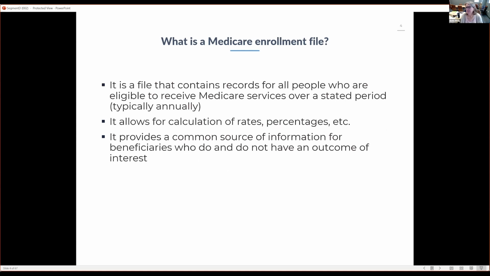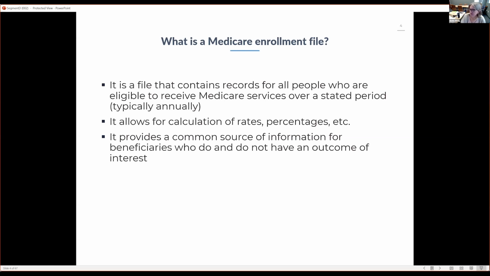So a Medicare enrollment file is a file that contains records for all people who are eligible to receive the services over a stated period. Typically these are annual files, so we will get a file each year. We will get an annual 2023 file, annual 2022 file, annual 2021 file. They're not a cumulative file, they're just annual files. And if you wanted to, you could rearrange into a cumulative file, but you don't have to.